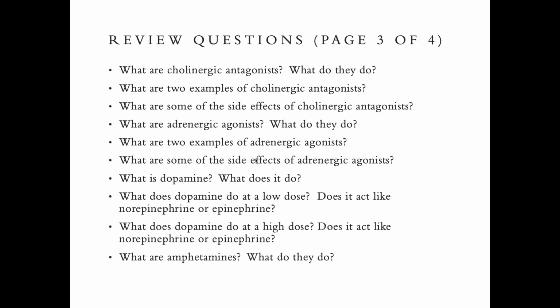What are cholinergic antagonists? What do they do? What are two examples of them? What are some of the side effects that they have? What are adrenergic agonists? What do they do? What are two examples of adrenergic agonists? What are some of the side effects of adrenergic agonists?